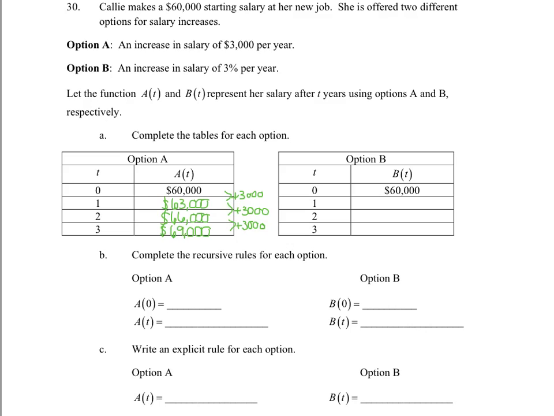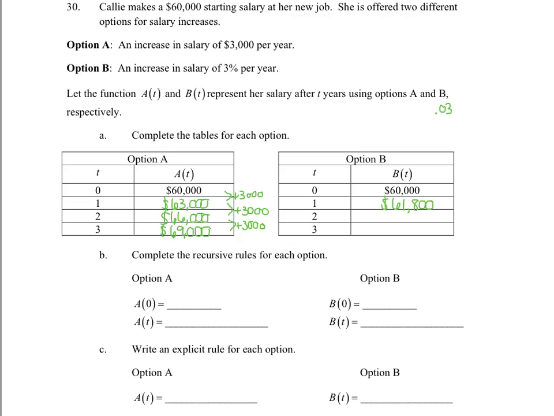Option B, however, is an increase in salary of 3% per year. There are a couple different ways you can look at this. What's happening is 3% is 0.03, so we're multiplying by 0.03 and adding that to our previous term. So $60,000 times 0.03 is $1,800. And if we add that to 60,000, we have 61,800.